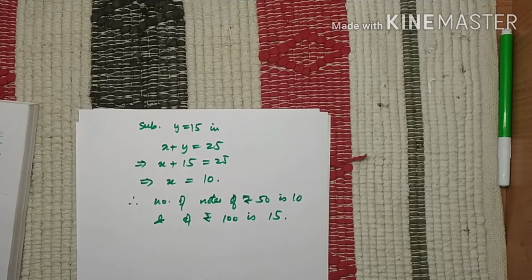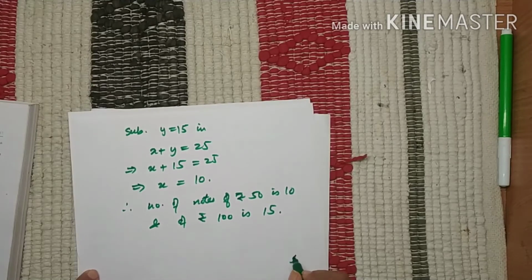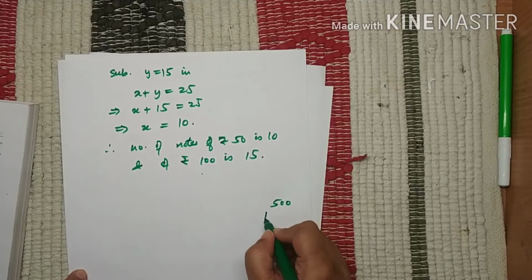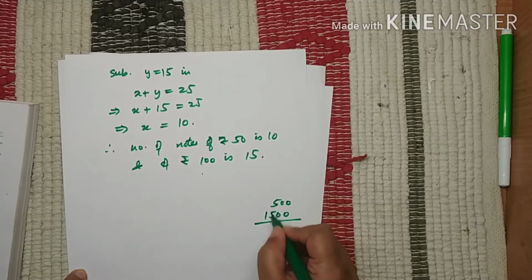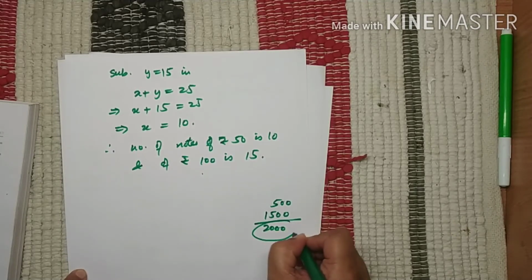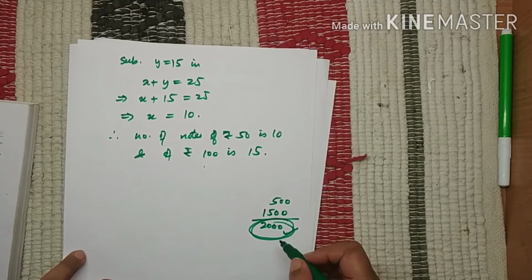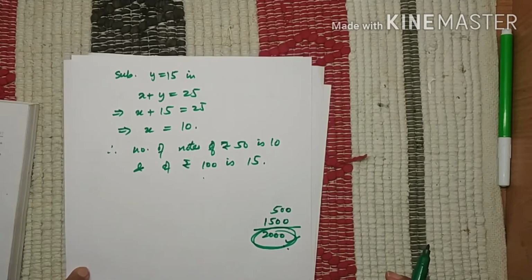Now let us cross check. If there are 10 notes of 50 rupees each, what will be the total cash? 500. And if there are 15 notes of rupees 100, the total cash will be 1500. If we add, we should get the total cash that she withdrew, and she has withdrawn 2000 rupees only, and this adds to 2000. That means our answer is right. We are able to cross check also.